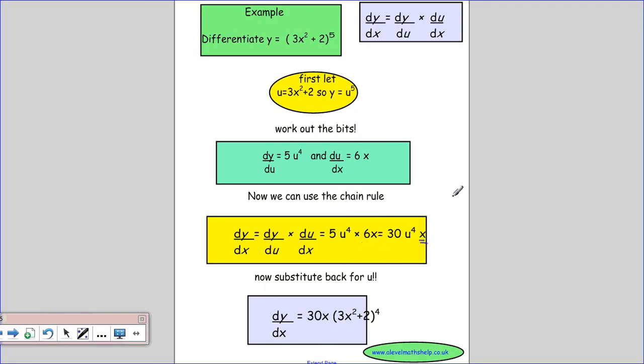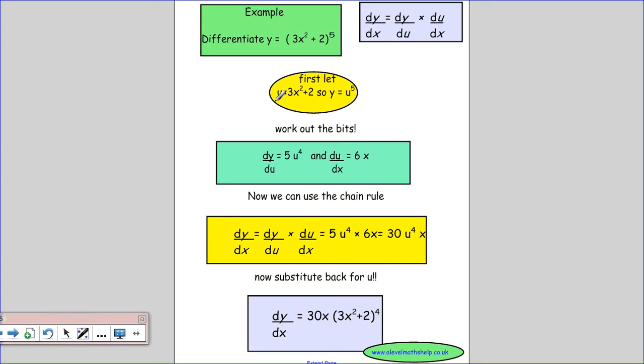Now when I'm actually writing an x, I always do it like this so you can't get confused between times and your x. Sometimes when you're using this software, it gets hard to see what you're doing. Anyway, let's just make this a little bit bigger. There we go. The answer is dy by dx equals 30x(3x squared plus 2) to the power of 4. Okay, so hopefully you can see where all those bits come from.